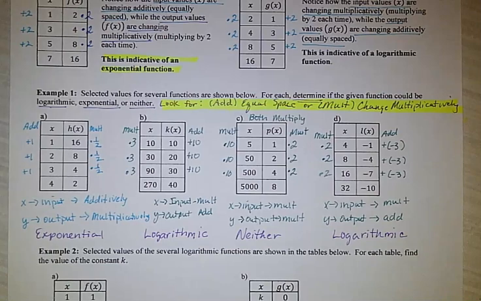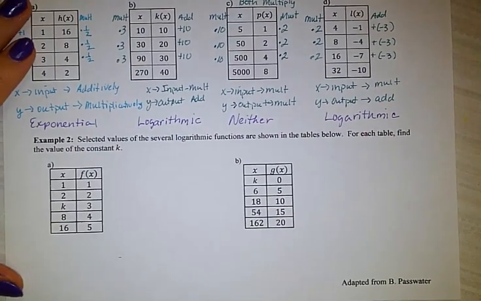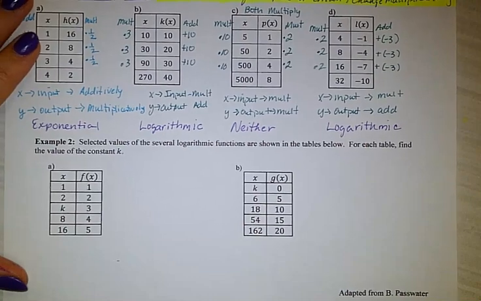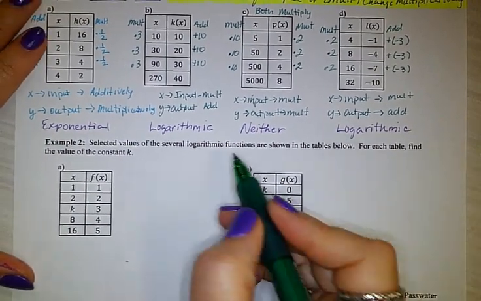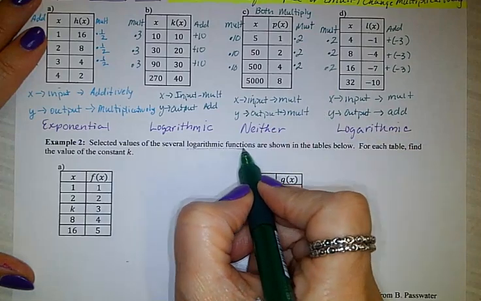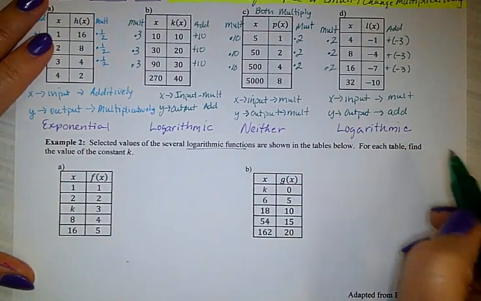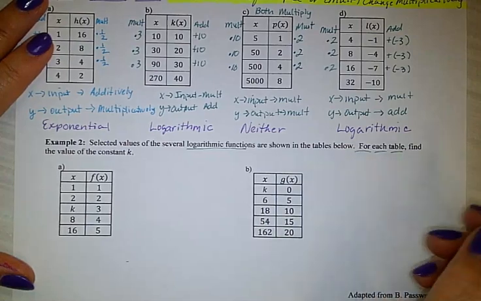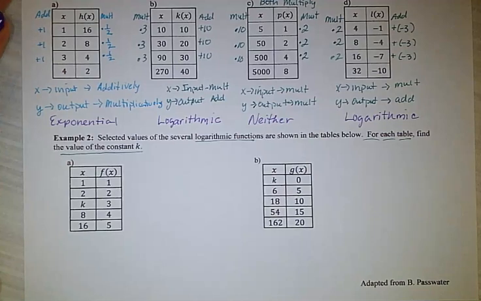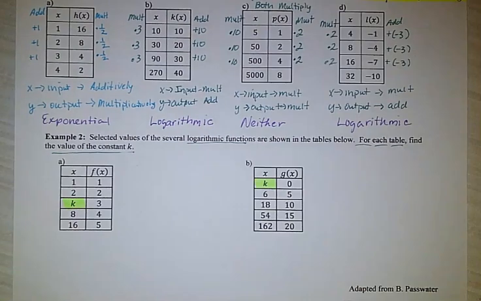All right, so on example 2, selected values of several logarithmic functions are shown in the table. So we've already done our first read. We're going into the second read. For each table, find the value of the constant k. So as I'm looking through this table, I'm looking for what the k is.